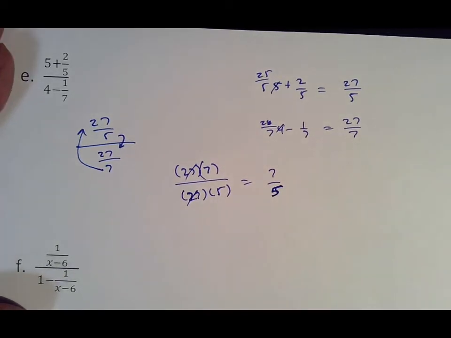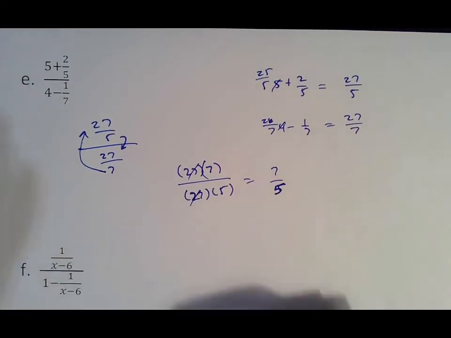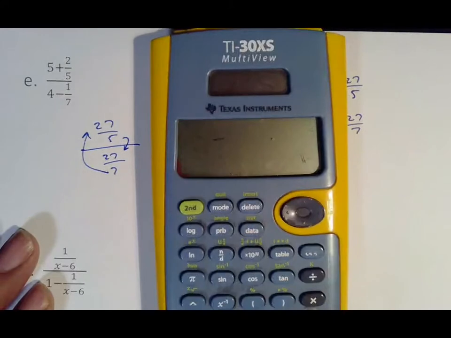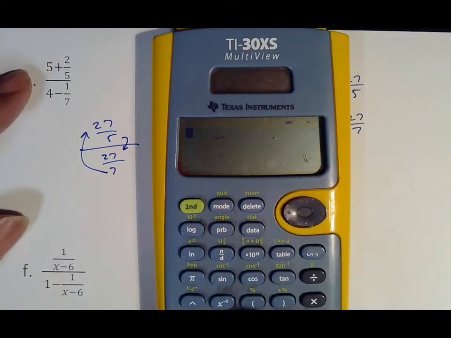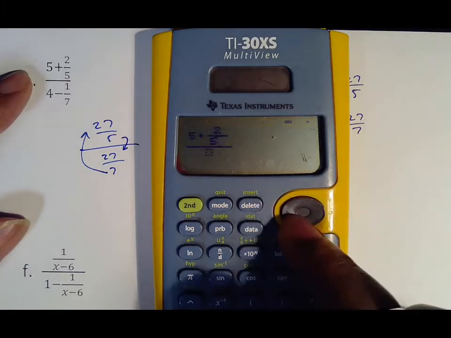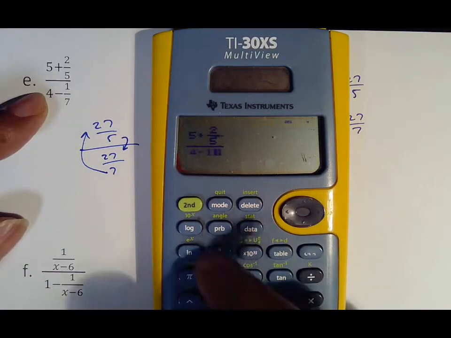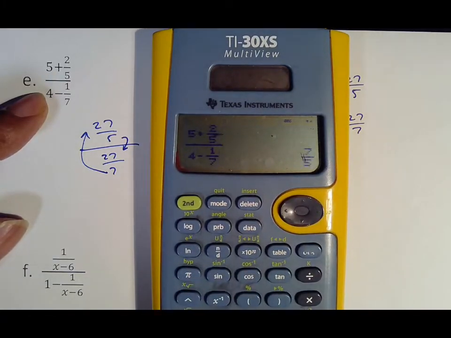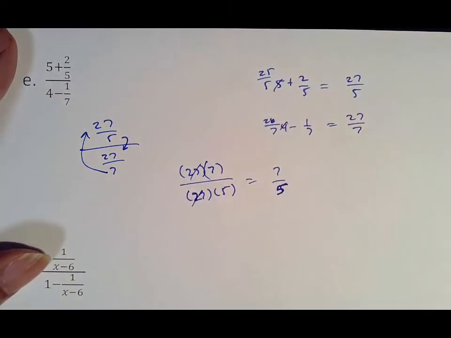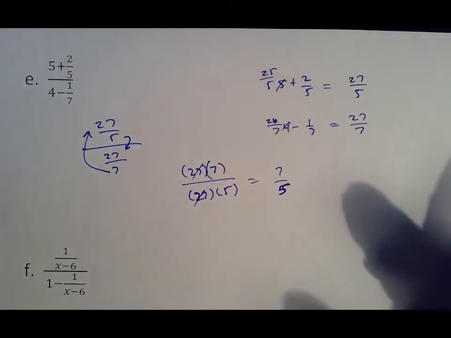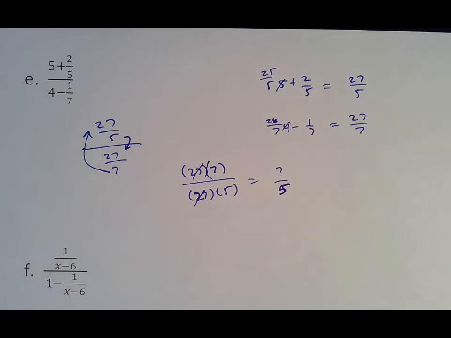Now, it's important for you to be able to do that on your own, but if you're taking the ACT, I expect that you would just learn how to program this thing into your calculator. 5 plus 2/5 over 4 minus 1/7 equals, and look at that, 7/5. So like I said, I expect that, but again, you've got to understand where it came from if you're going to be a higher level mathematician.